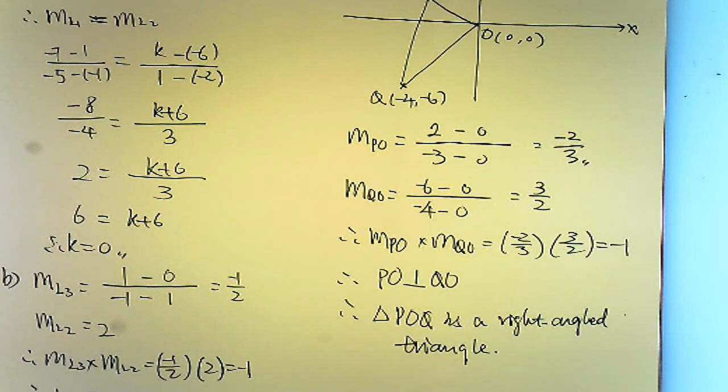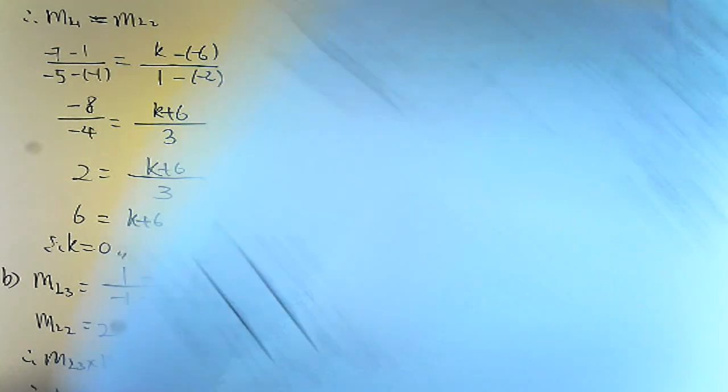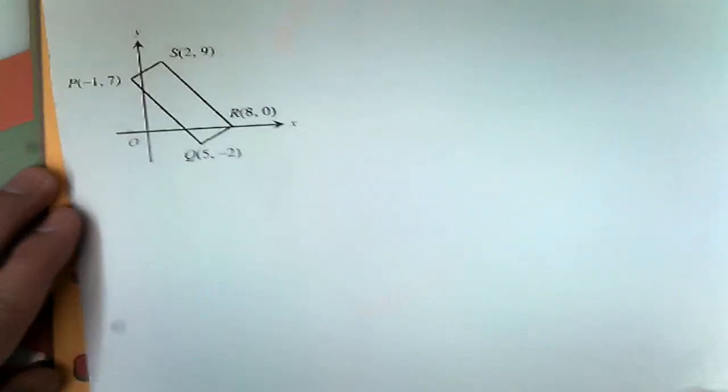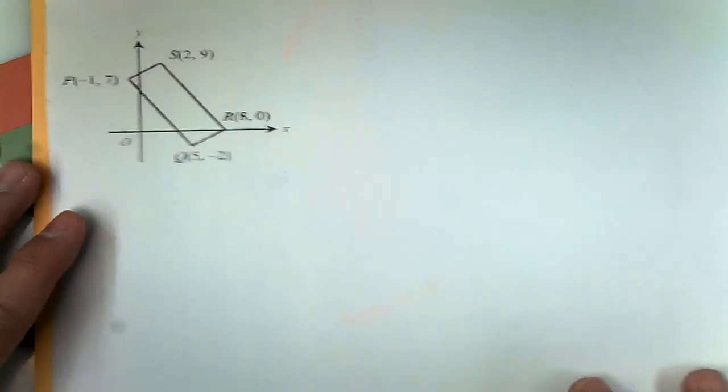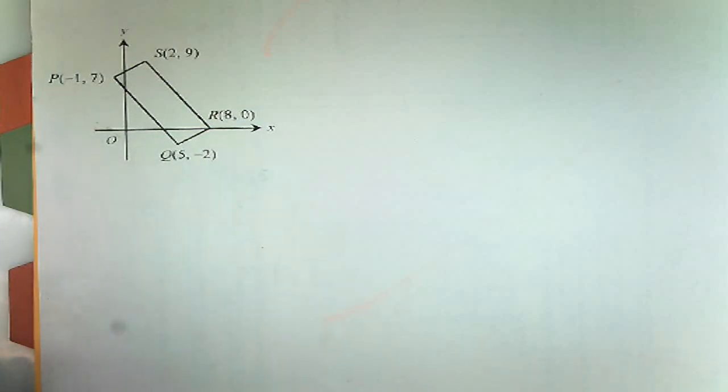So, next I'll do question 9, okay? Question 9, which is this figure, okay? You see it looks like a rectangle, but not sure whether it is a rectangle, okay? So with the words, you have PQRS, all the coordinates given. The vertices of a quadrilateral PQRS. Now you have to show whether it is a rectangle.